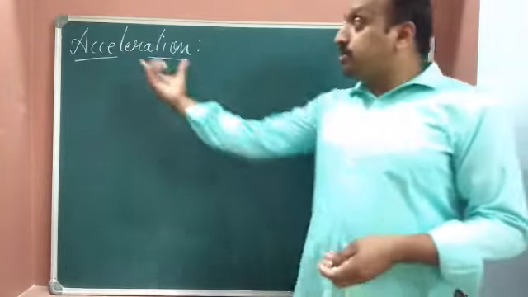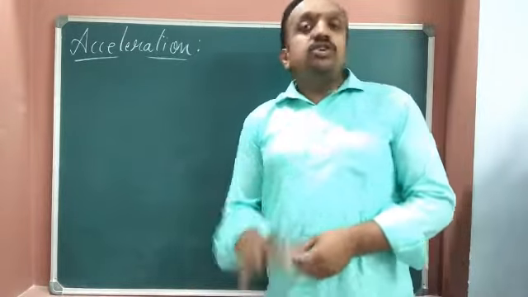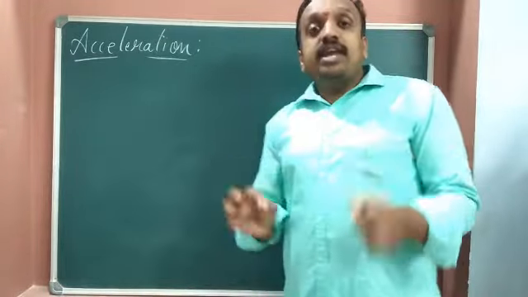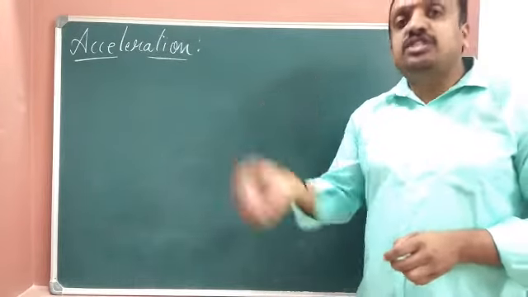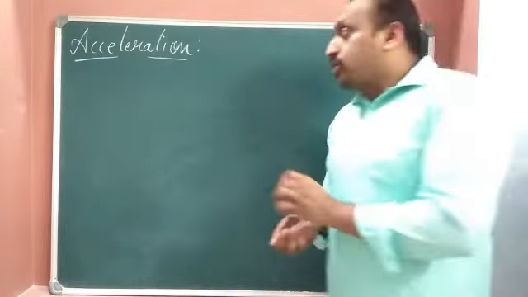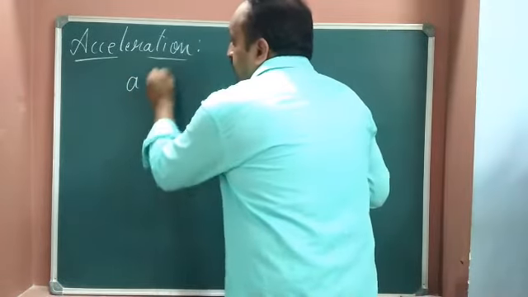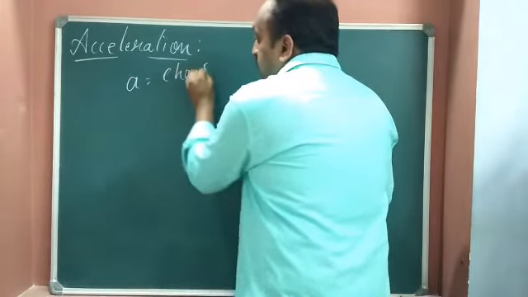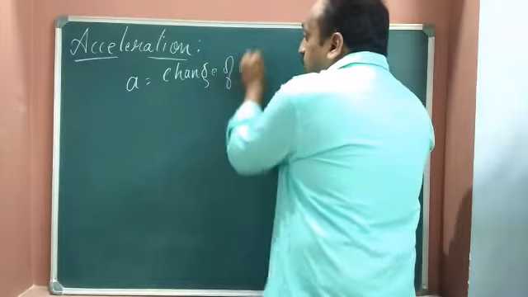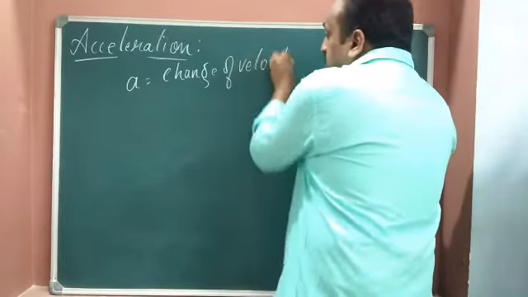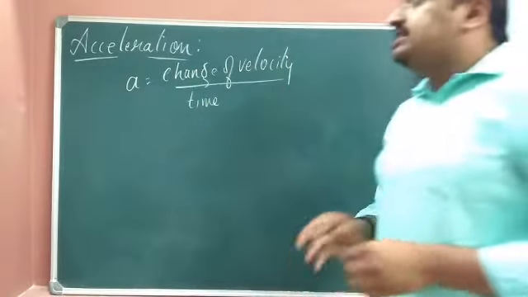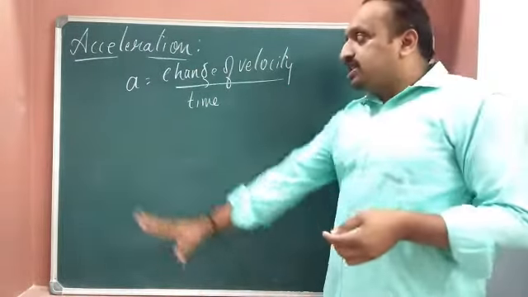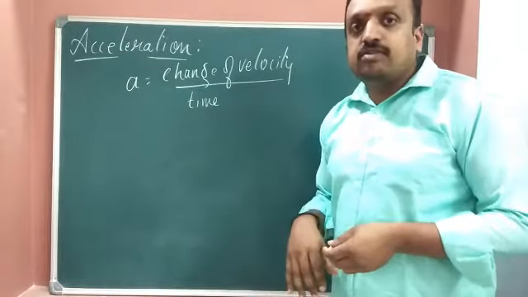Now the concept of acceleration. It defines the rate of change of velocity with respect to time. So acceleration is equal to the change of velocity divided by time. That is acceleration, and obviously this acceleration is also a vector quantity.